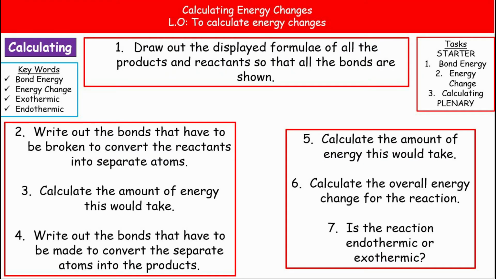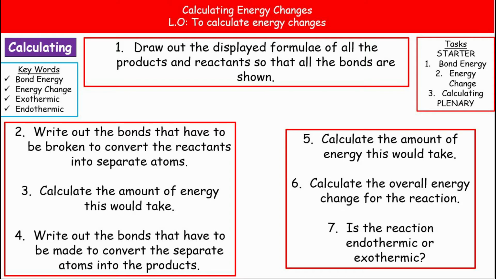What I've got for you here then are the 7 steps, if you like, to get this right every single time. So step 1, we draw out the displayed formula of all of the reactants and the products, showing all of the bonds. Step 2, we write out the bonds that have to be broken to convert the reactants into separate atoms. Step 3, we calculate the amount of energy that would take. Step 4, we write out the bonds that have to be made to convert the separate atoms into the products. 5 is we calculate the amount of energy that would take. 6, we work out the overall energy change because it's reactants minus products. And then finally we can state whether it's an endothermic or an exothermic reaction.